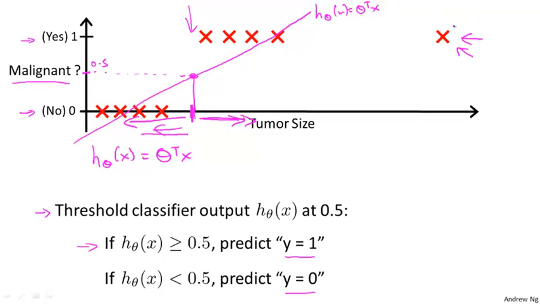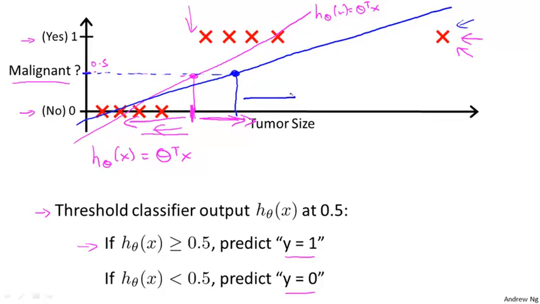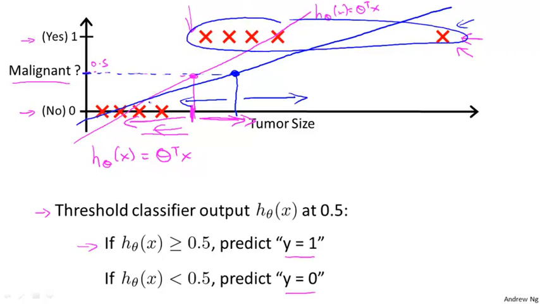But once we've added that extra example out here, if you now run linear regression, you will instead get a straight line fit to the data that might maybe look like this. And if you now threshold this hypothesis at 0.5, you end up with a threshold that's around here, so that everything to the right of this point you predict as positive, and everything to the left of that point you predict as negative. And this seems a pretty bad thing for linear regression to have done, right? Because these are our positive examples, these are our negative examples. It's pretty clear we really should be separating the two classes somewhere around there.